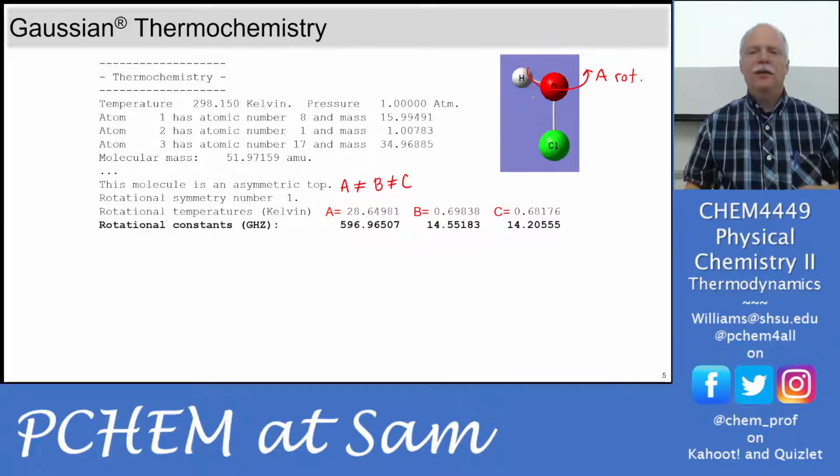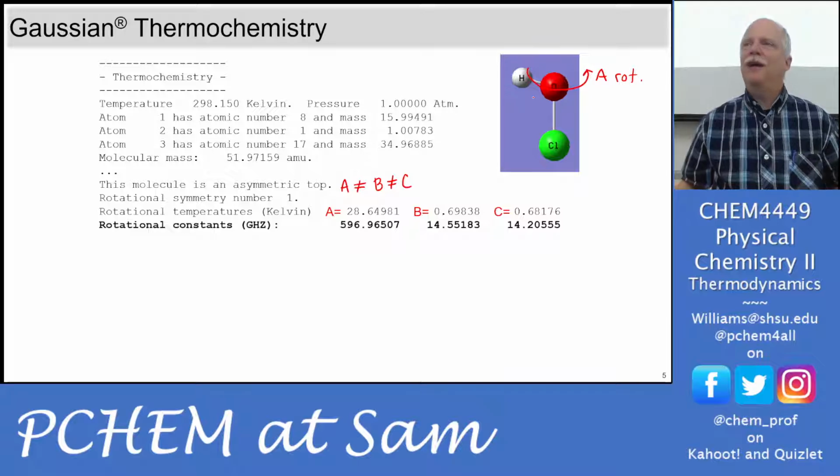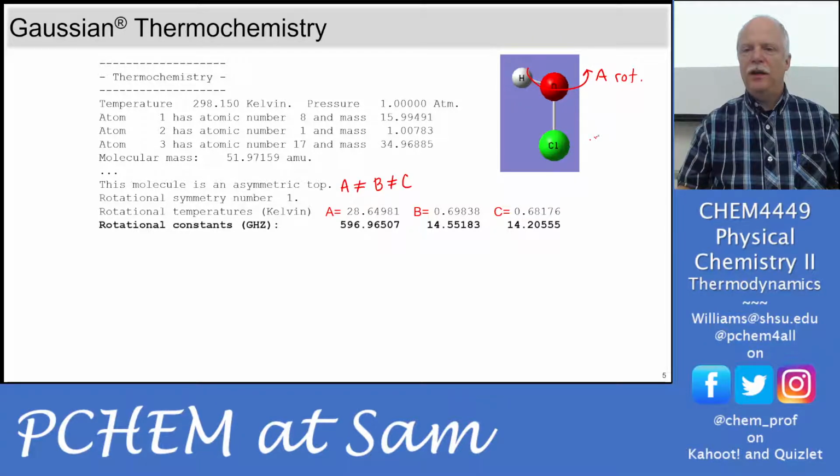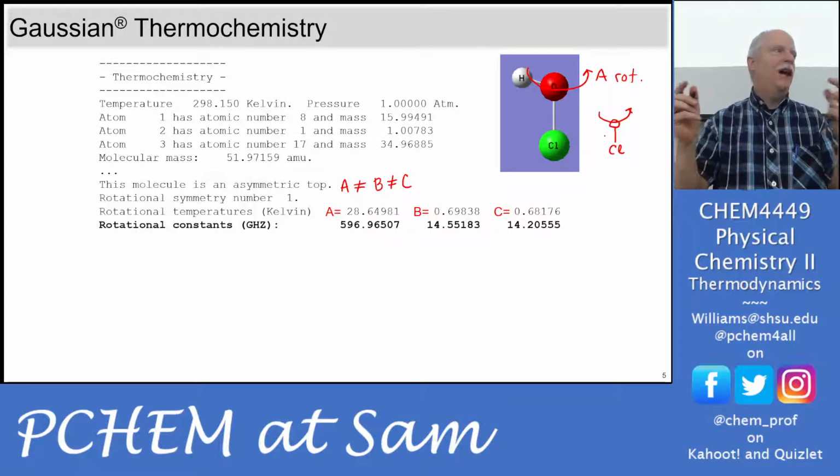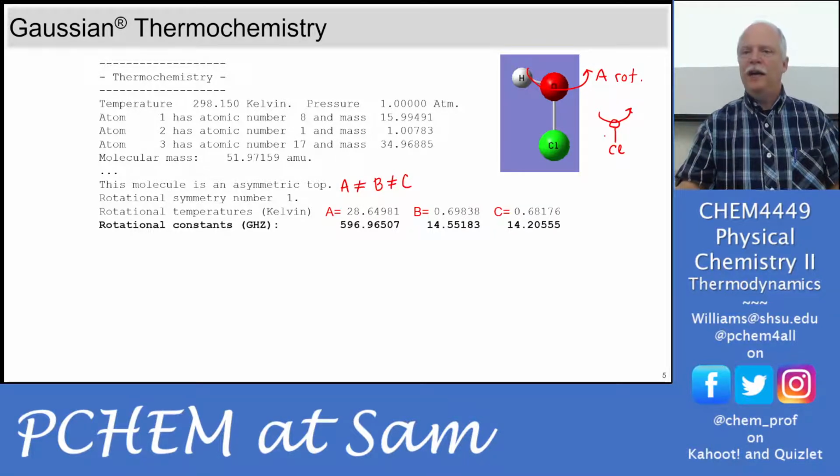So why do we call a rotational constant B for a diatomic? That's because for a diatomic, if we just had an oxygen and a chlorine and no hydrogen, A is not defined, right? There's nothing off the axis, and so A is not defined.